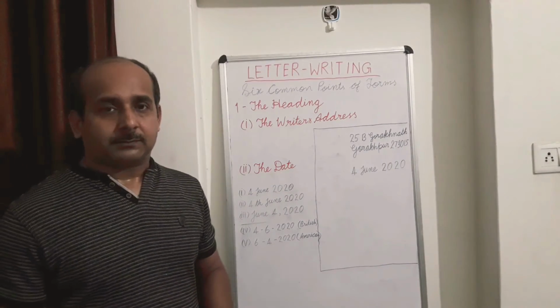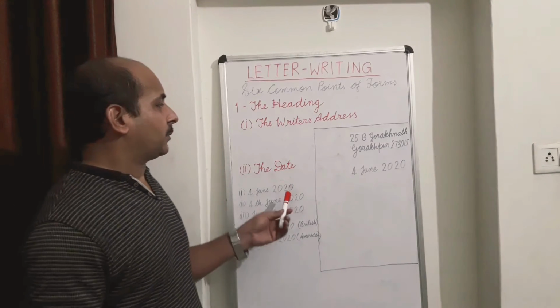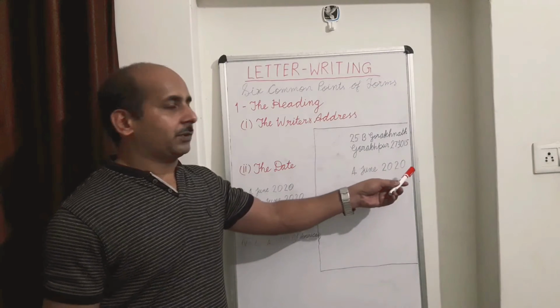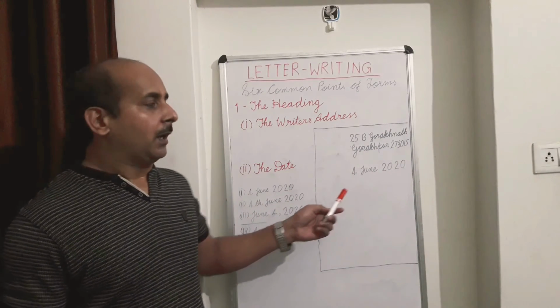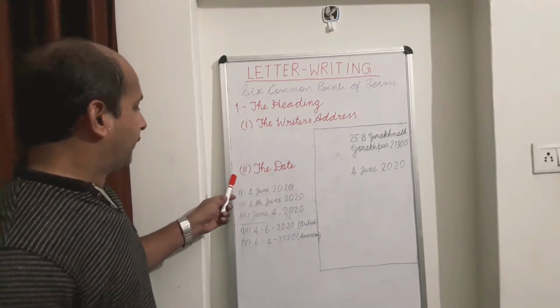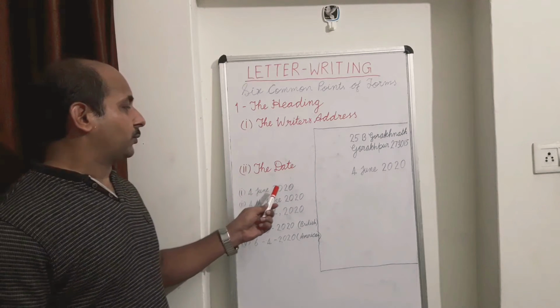How is it written? The date is written in a variety of ways. One of the common methods is 4 June 2020. Look at this example. Also, there are many other methods too. There are 5 popular methods. First is 4 June 2020.